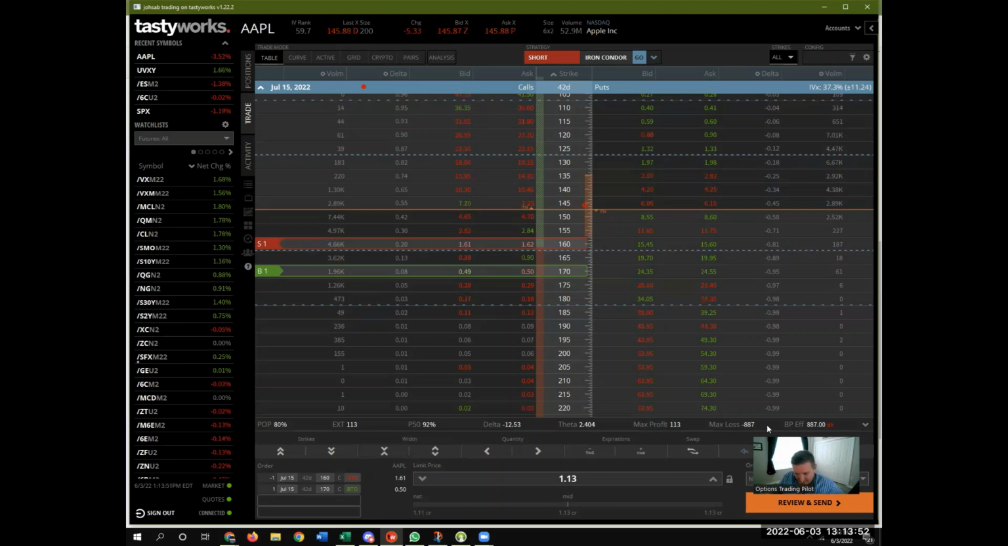So my max loss, though, you can see is no longer infinity, and how I get that is 170 minus 160, which is 10. Subtract out the credit received. That difference is $887, my max loss. This generally is not a good ratio. This is like, say, 1 to 8. So I generally don't like that trade. I would not take that trade.